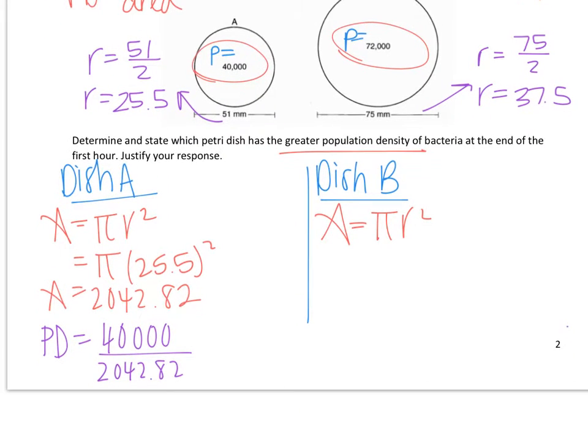And we get PD equals 19.5808. So we have our population density for dish A. Now we have to go through a similar process for dish B.